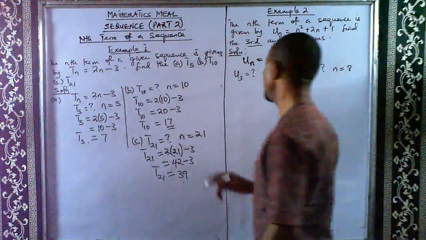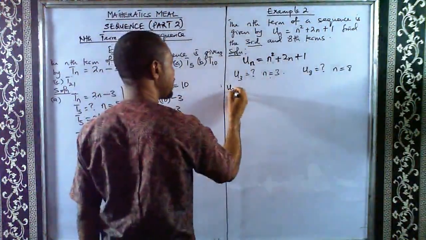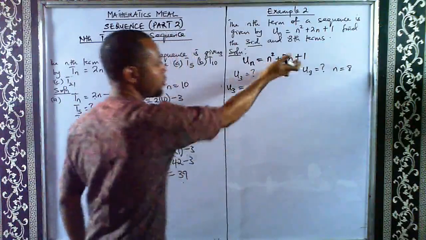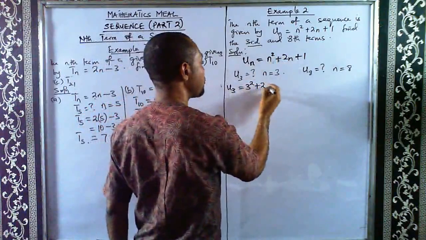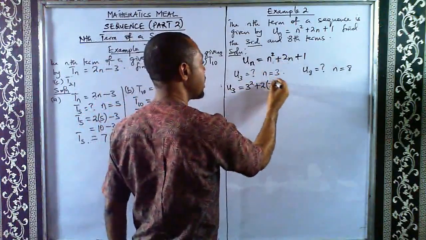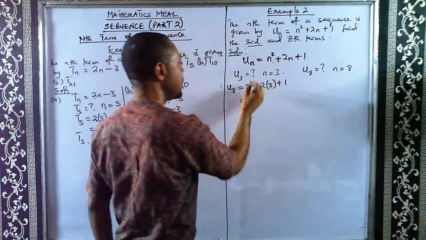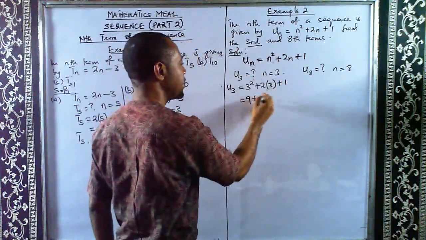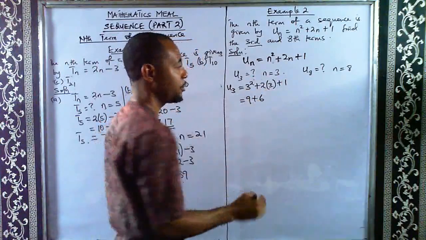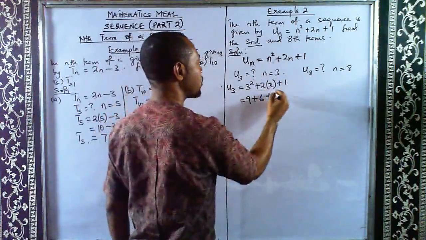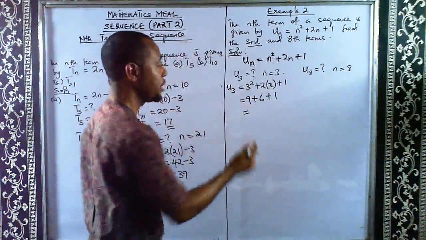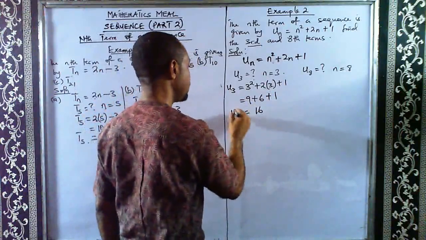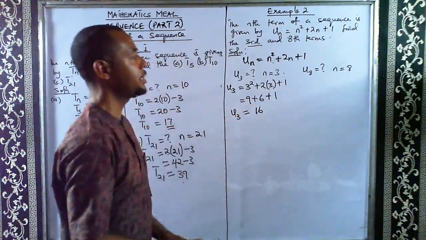So if we do that here, we'll find U3. Anywhere we see n, we substitute 3. So we are going to have 3 raised to power 2 plus 2 times 3 plus 1. 3 raised to power 2 is 9. 2 times 3 is 6. And then plus 1. And 9 plus 6 plus 1 will definitely give us 16. So the third term is 16.